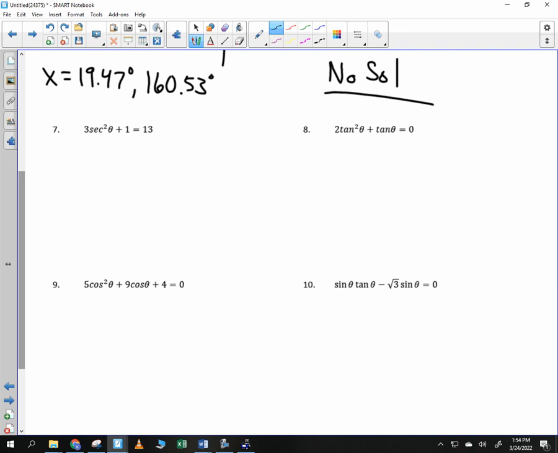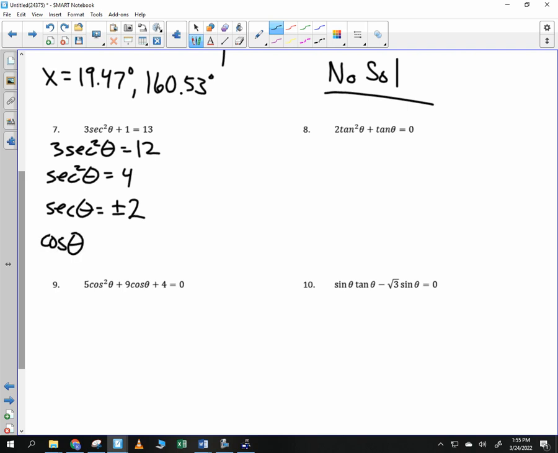Now, what about number 7? What's different about that? It's squared. We'll just solve it normally. What are you going to do? 3 secant squared of theta equals 12. Divide by 3. Good. So I get secant squared of theta is 4. Then take the square root. So I get secant of theta is plus or minus 2. Yep, got to do the plus or minus. That would be cosine theta equals plus or minus 1/2. Good job, Easton.